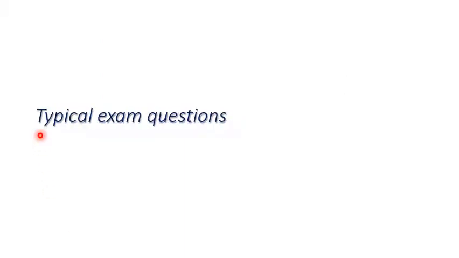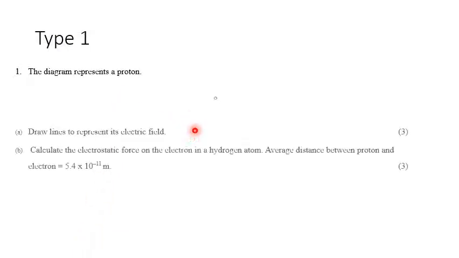I have four different types of questions to discuss with you, which are usually asked in exams. The first question is asking you to draw the electric field pattern around this proton. Since a proton is a positively charged particle, field lines are radially outward. So here is the diagram for you.